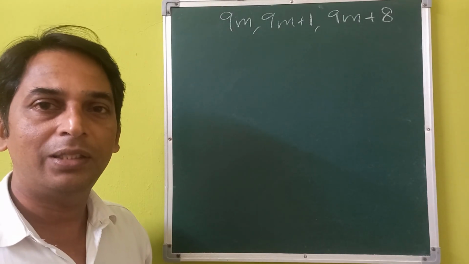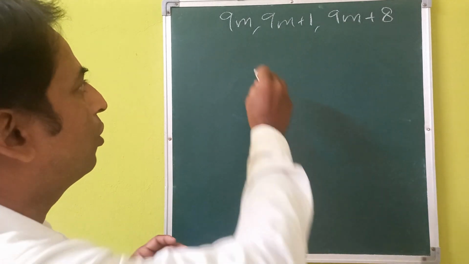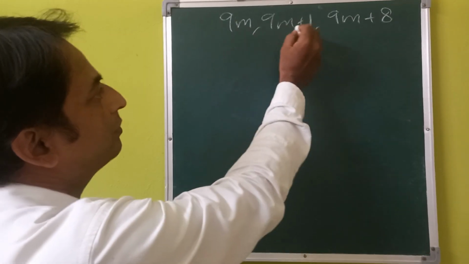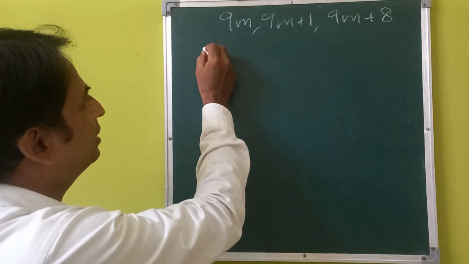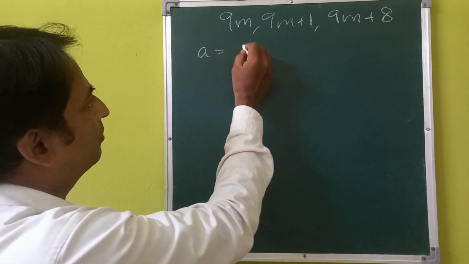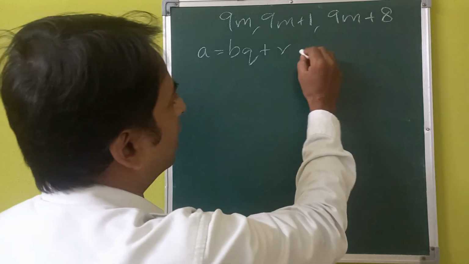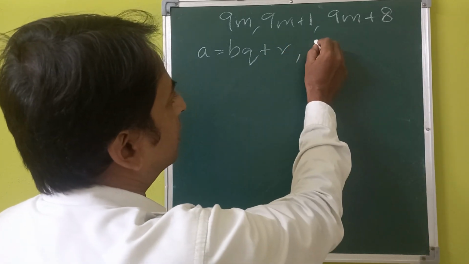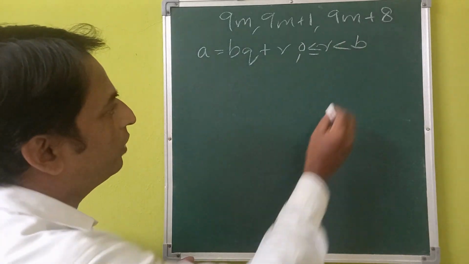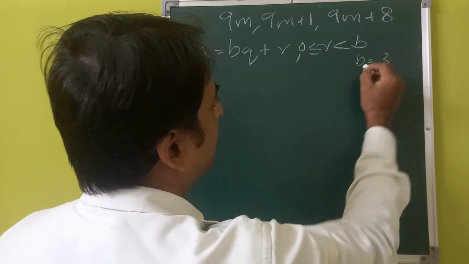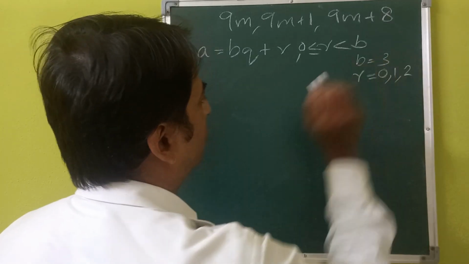We need to show that the cube of any positive integer is of the form 9m, 9m plus 1 or 9m plus 8. So let us take the Euclid's division lemma statement. a is equal to bq plus r, where r is greater than or equal to 0 and lesser than b. If we take b is equal to 3, then the remainders will be 0, 1 and 2.